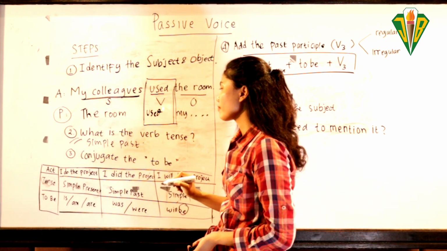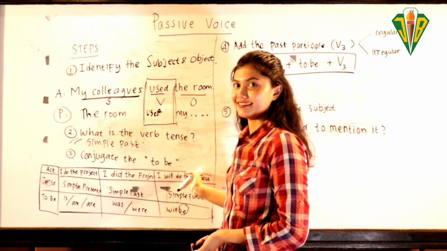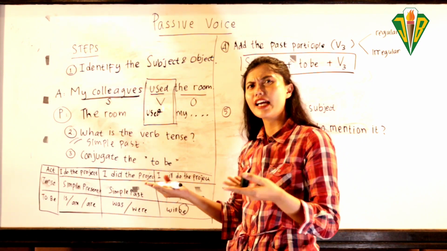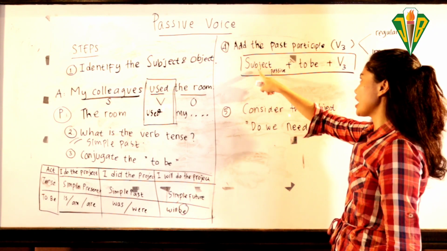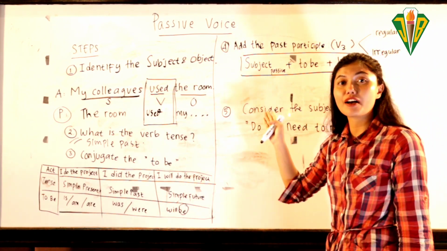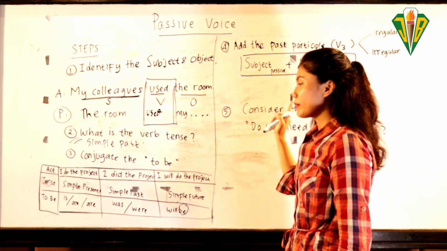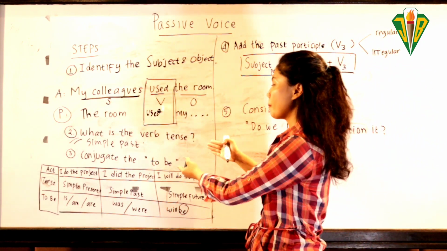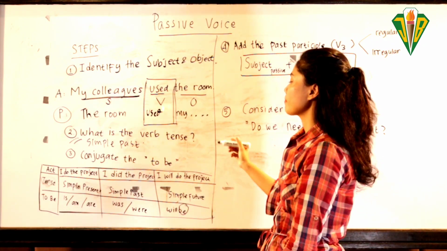Okay. And then we need to conjugate the to be because we need to be. Why? Well, let's cheat here. There is the subject, to be, and the past participle as the formula for passive voice. That's why we need to be, right? Because we need to be, we need to look at here which part that we need to take.